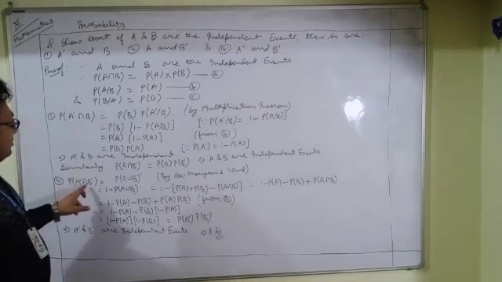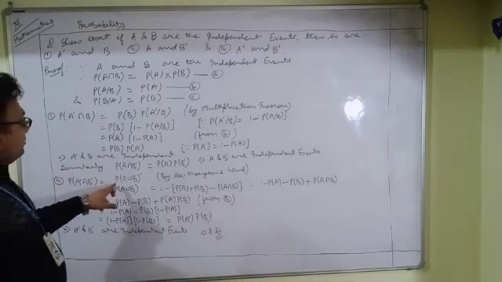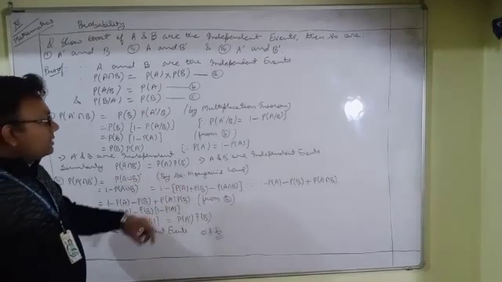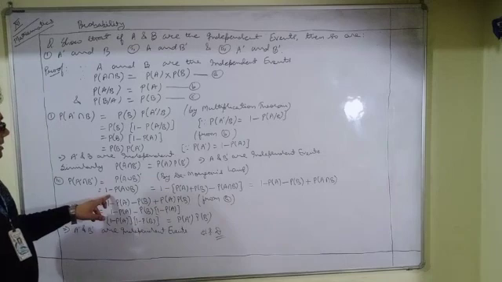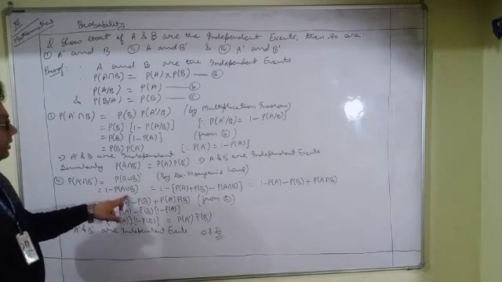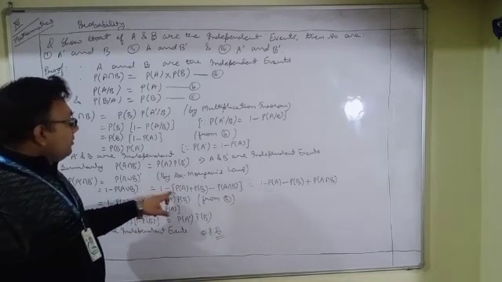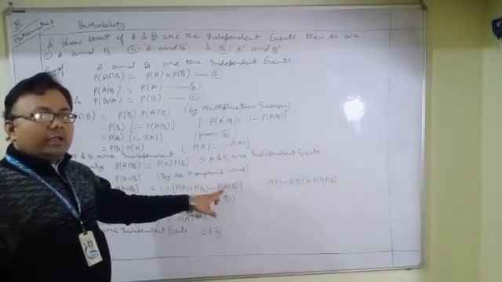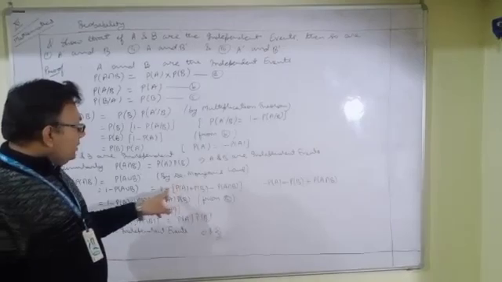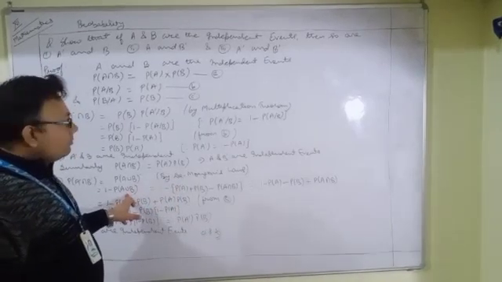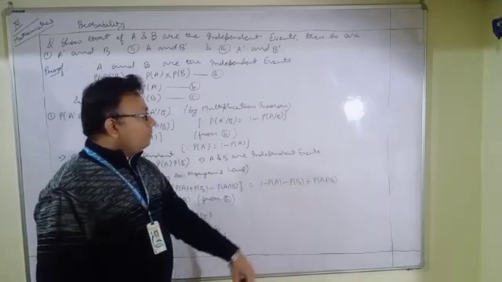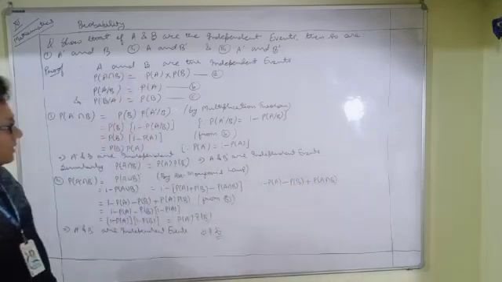Now, the third part. The probability of A complement intersection B complement is equal to the probability of the complement of A union B. We can write this by De Morgan's laws. Now this is equal to 1 minus the probability of A union B, and this is equal to 1 minus the probability of A plus the probability of B minus the probability of A intersection B, because you know well the formula for the probability of A union B. This is equal to 1 minus the probability of A into the probability of B plus the probability of A intersection B.